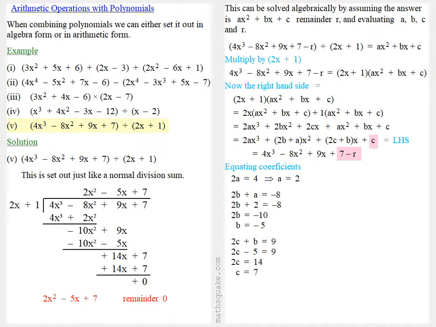And if we look at the constant term, we see 7 minus r equals c, and c is equal to 7, which means r is equal to 0. So a is 2, b is minus 5, c is equal to 7, and r equals 0. So our final solution is 2x squared minus 5x plus 7, remainder 0.